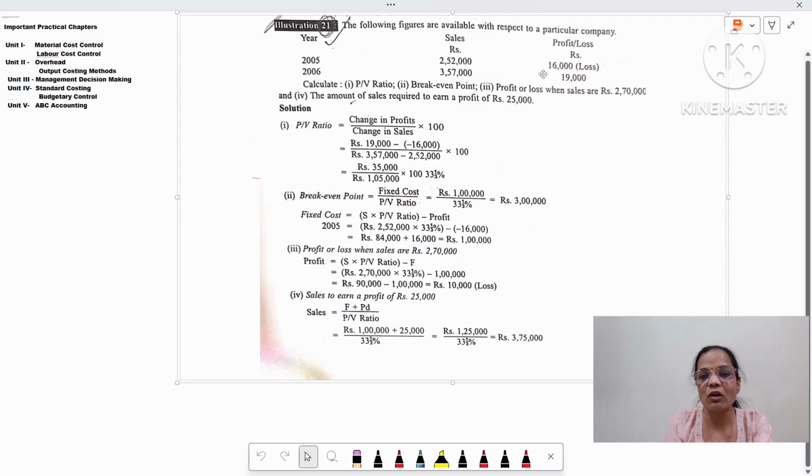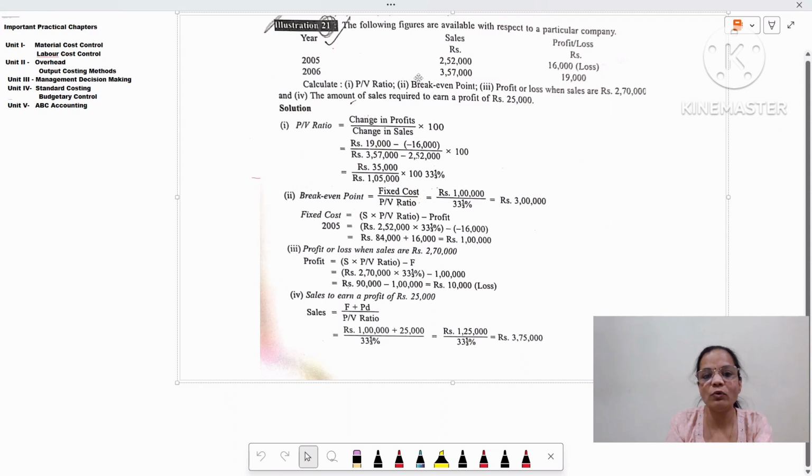You can see there is a loss of 16,000 rupees in the year 2005, and in the year 2006 there is a profit of 19,000 rupees. So change in profit is 35,000 rupees. For the year 2005, sales is given as 2,52,000 rupees and 3,57,000 rupees sales for the year 2006. So we can see the change in sales is 1,05,000 rupees. Solve 35,000 divided by 1,05,000 multiplied by 100. So PV ratio will be 33.33.